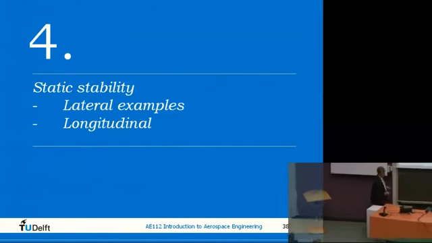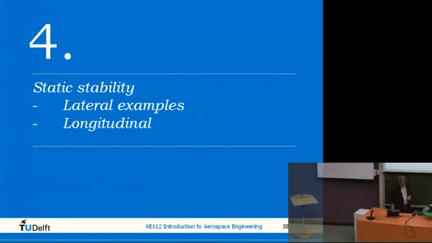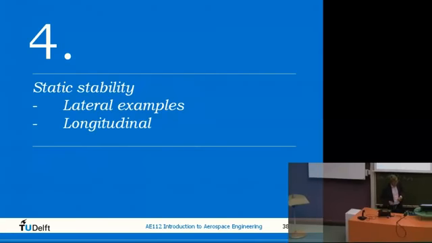So let's look at the longitudinal static stability. Longitudinal means in the pitch direction, and if we talk about lateral, it has to do with sideways movements or rolling. Like I said, we also leave that out of the discussion today. So today we talk about the longitudinal static stability, and that's the title of the handout.